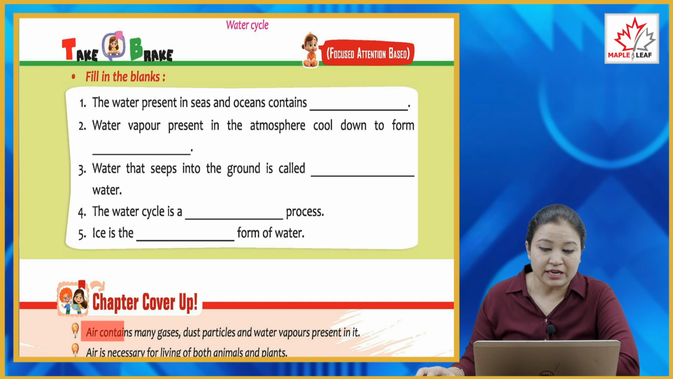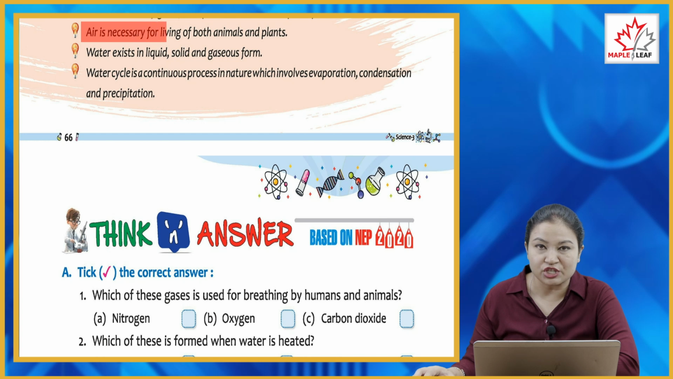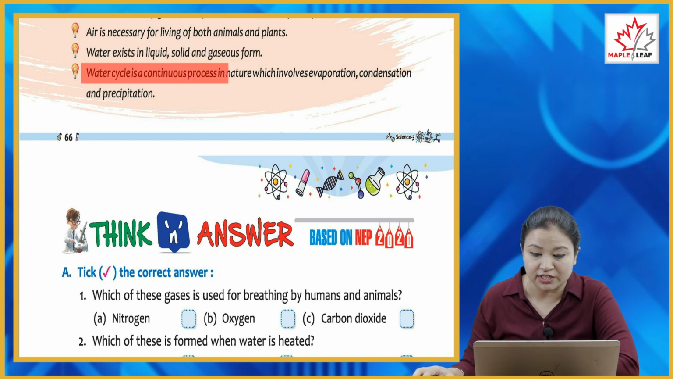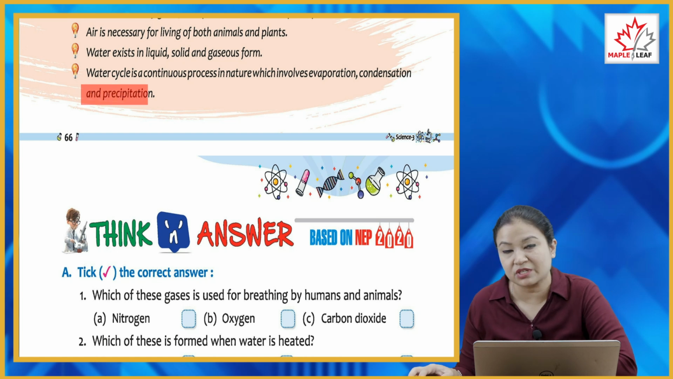Chapter cover up. Air contains many gases, dust particles and water vapors. Air is necessary for the living of both animals and plants. Water exists in liquid, solid and gaseous form. The water cycle is a continuous process in nature which involves evaporation, condensation and precipitation.